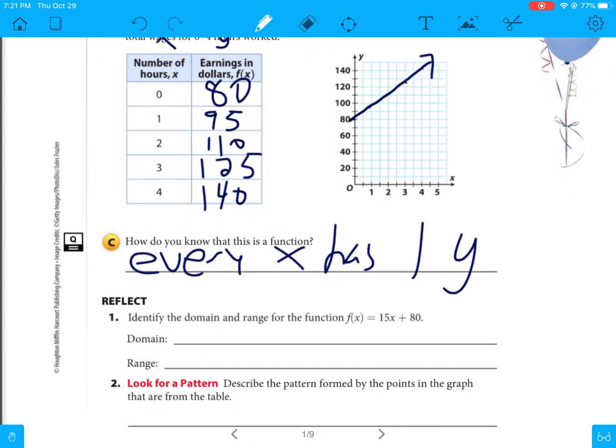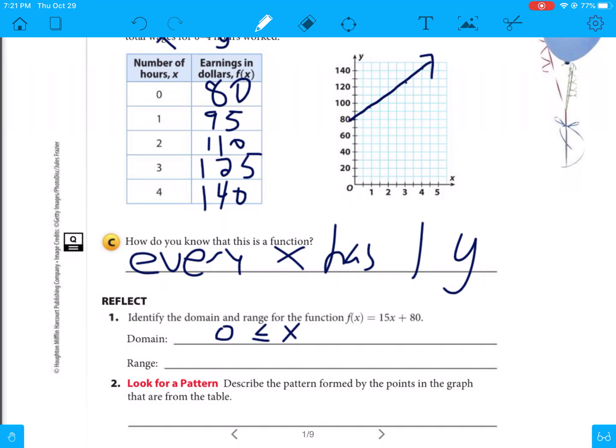Now it says identify the domain and range. Remember, your domain are your x values. You can never work negative hours, but you can work 0. So domain would be 0 less than or equal to x, everything greater than or equal to 0. So you can work 0 hours, you can work 1 hour, 2, you can work as many hours as you like.